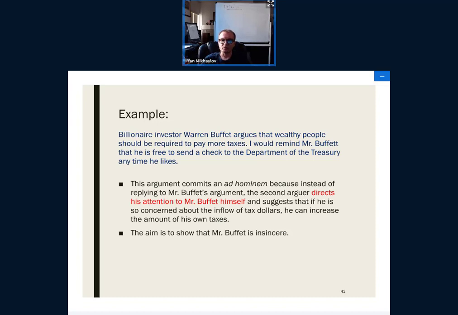Now, there are several things about this example which are actually worth exploring. One of them, it is actually true that Warren Buffett, one of the richest people in this country, advocates higher taxes. He says that wealthy people should pay more taxes. Now, why do you think he would do that? It seems kind of counterintuitive, right? He will pay more money. Is that actually in his interest?